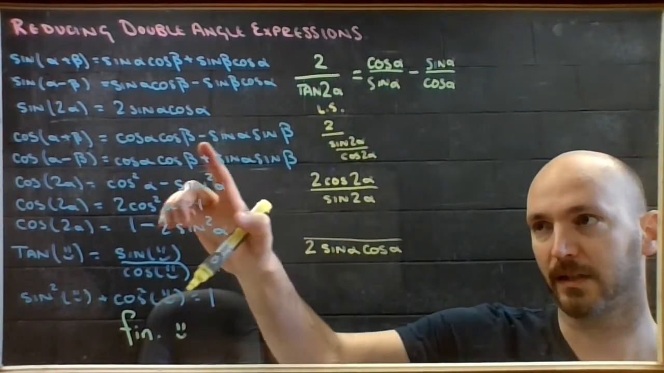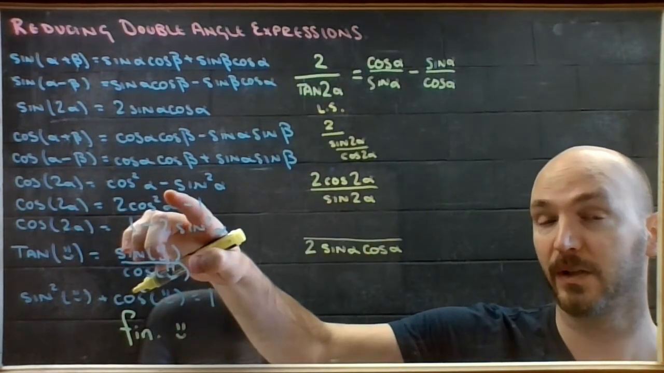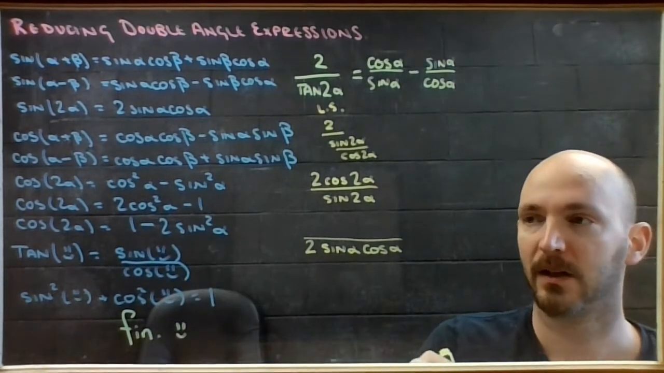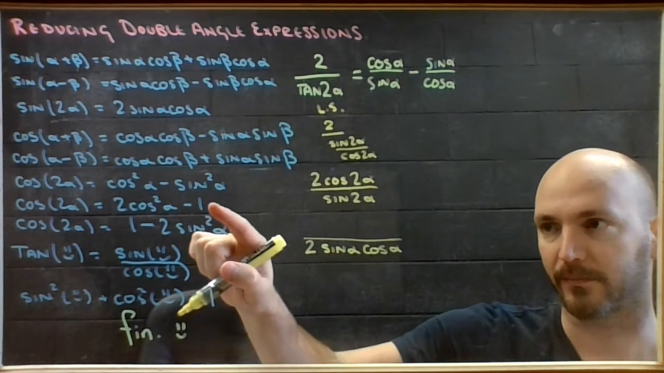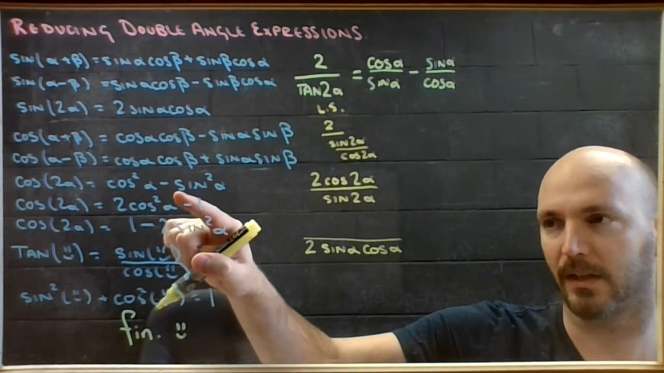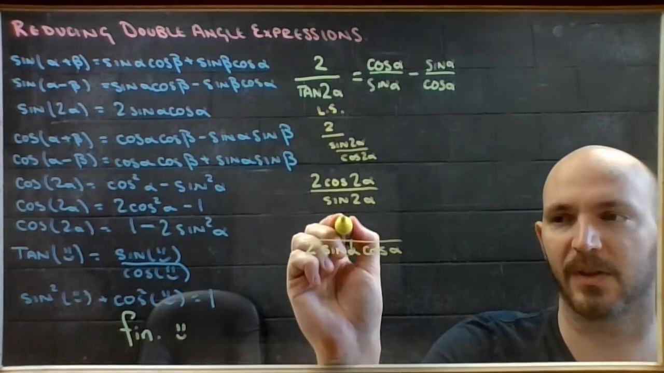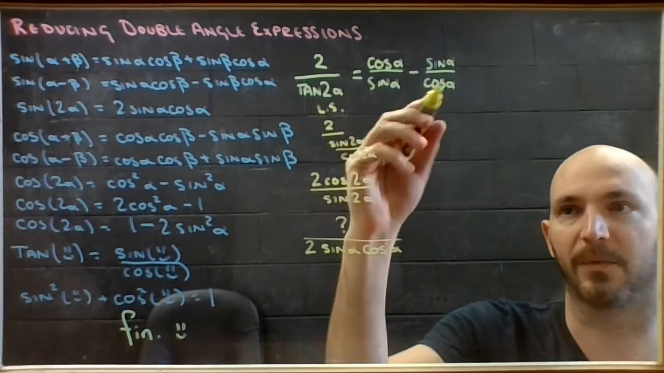Now up here, for the cosine of 2 alpha, I can choose this one, or I can choose this one, or I can choose that one. So you have to be a little tactical here. I've got a choice here. I'm not sure. So I'm just going to leave a question mark there. We'll come back to that. Maybe we're going to work on the right side here for a bit.